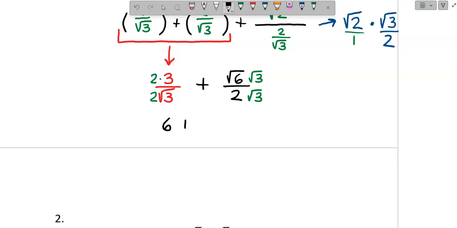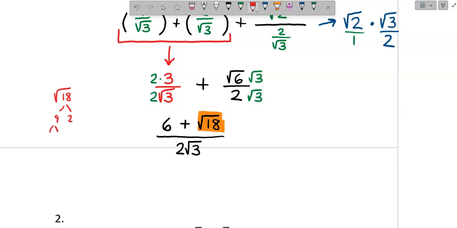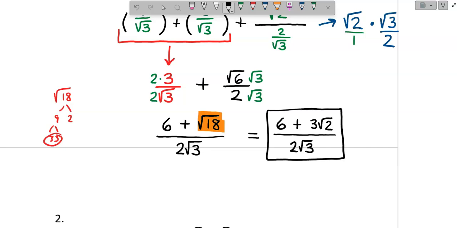We can now write this as 6 plus the square root of 18. That's what 6 times 3 is. And now the common denominator here is 2 root 3. Okay, the only other thing we could probably do in this situation to make this as simplified as possible is recognize that the square root of 18 can indeed be simplified because it's 9 times 2, 3 times 3. So that means that my final, and I would say most simplified answer would be 3 root 2, so 6 plus 3 root 2, over 2 square root of 3. And that would be our simplified answer.